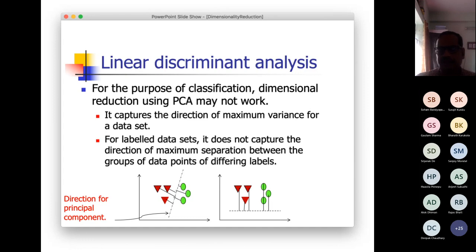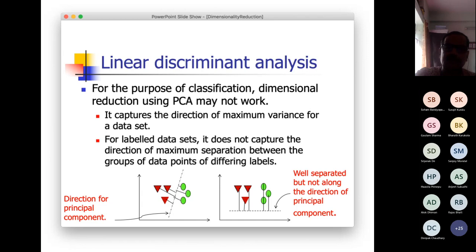So in that case, the classification task is easier. And not only that, your data points are projected onto only a one-dimensional space. So from that point of view also, your classification becomes very simple. It's a kind of finding the intervals, an interval classification problem, if you can say. So well separated, but not along the direction of the principal component. These are just figurative examples.